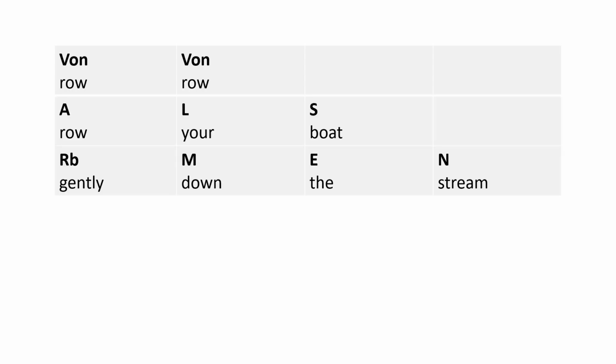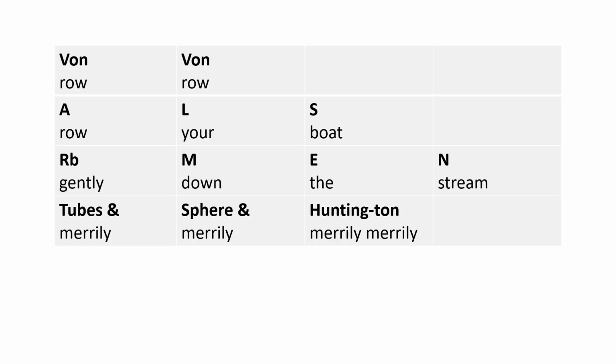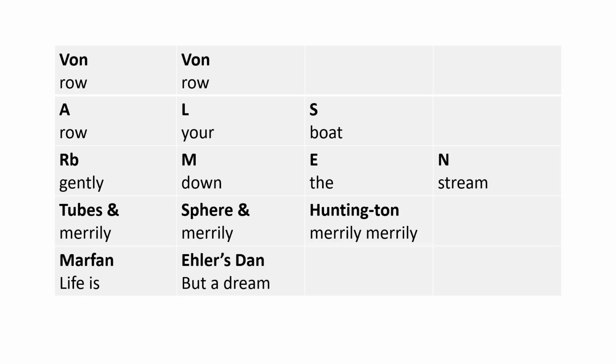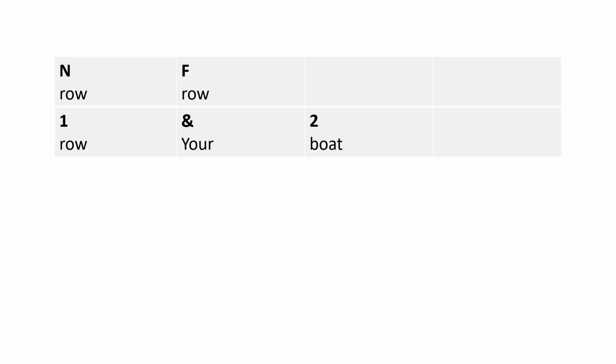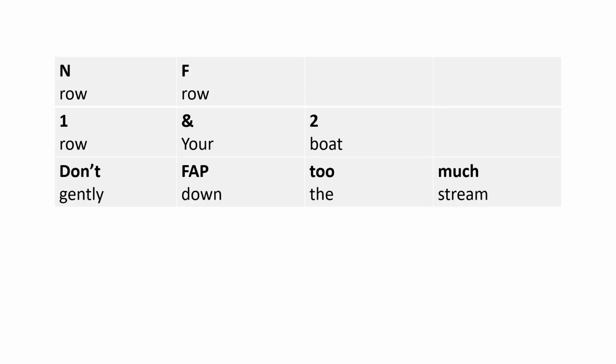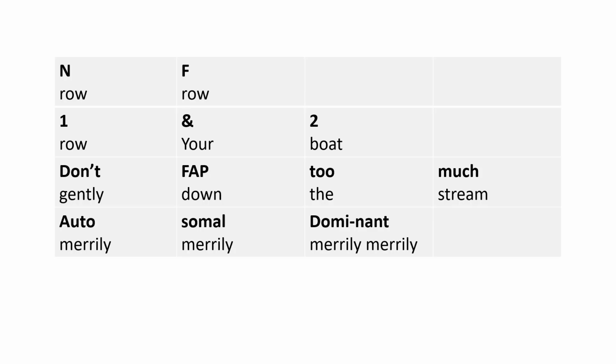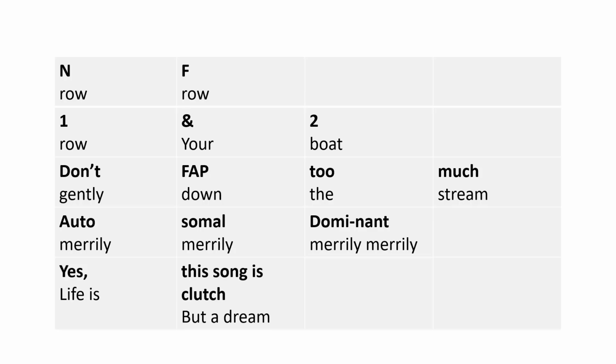And here the song goes like this. Von, ALS, RBNEN, Tuesdays, Pheasant, Huntington, Marfan, Elands, Dan, NF1 and 2, don't far too much. Autosomal dominant, yes, this song is clutch.